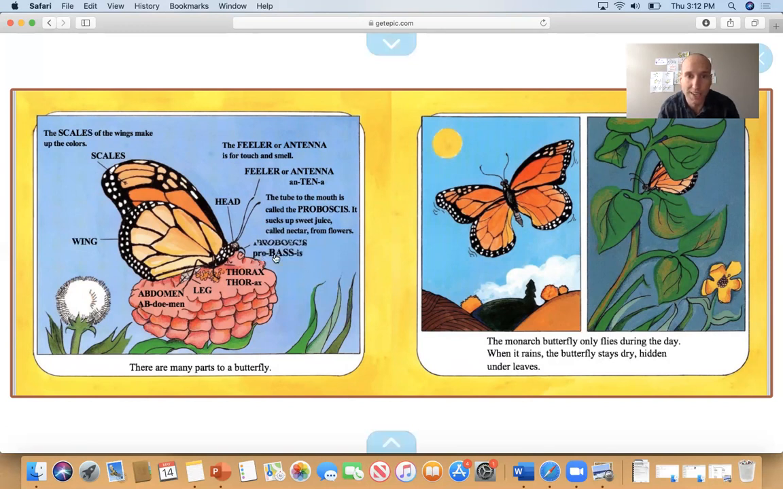I can use right down here, boys and girls. This tells me how to pronounce that word. Then the thorax, legs, and back here is its abdomen. The monarch butterfly only flies during the day. When it rains, the butterfly stays dry, hidden under leaves.